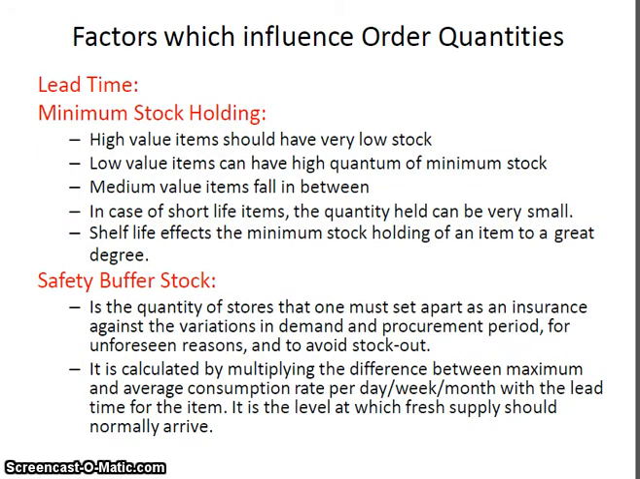The factors which influence order quantities: one is lead time, which we already know. Then minimum stock holding. High value items should have very low minimum stock. Low value items can have a high quantum of minimum stock because the cost is very low. With a high value cost you cannot invest a high amount to store it for a long time. Medium value items fall in between.